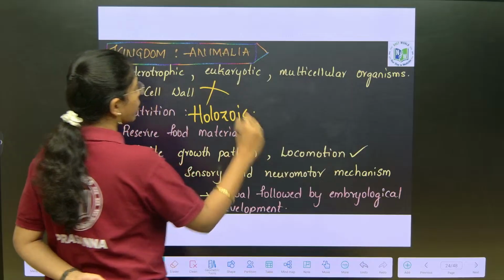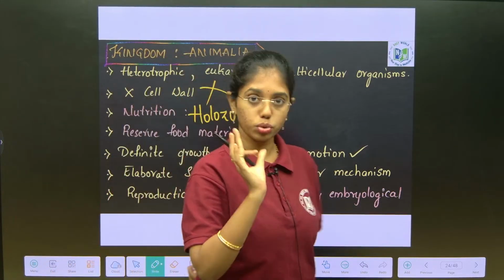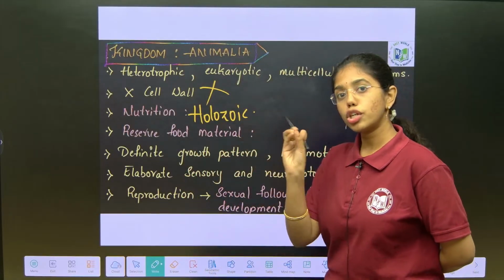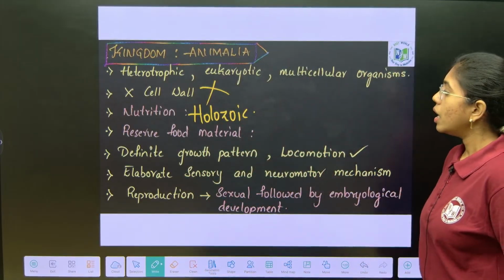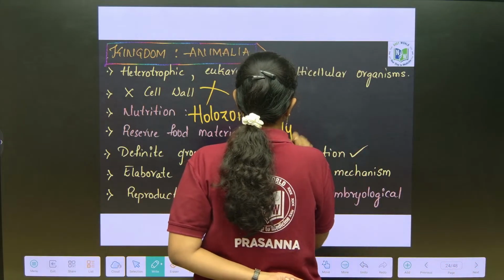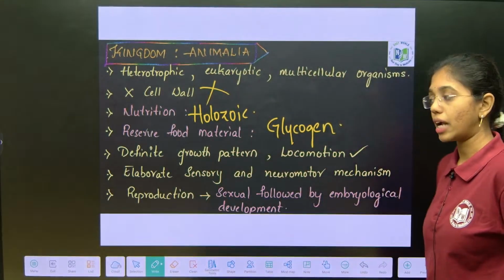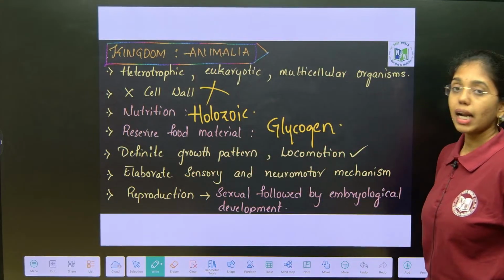What is holozoic mode of nutrition? The complex food material is ingested through the mouth and digested into simple particles. Next, the reserve food material is glycogen. The reserve food material in kingdom Plantae is starch, while here the reserve food material is glycogen.